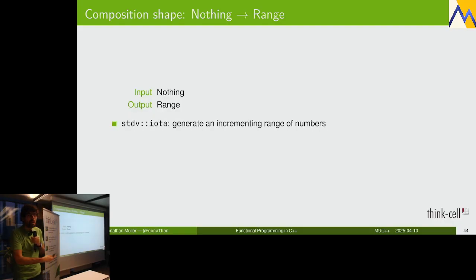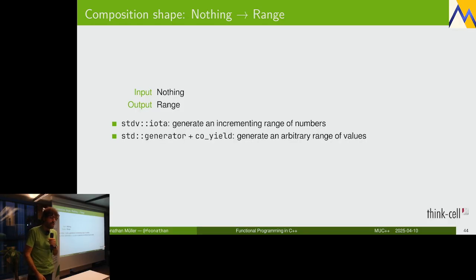Simple ones, iota and a transform, take you surprisingly far. But for more efficient or more custom ones, you can use generator and co-yield, and then you can very easily create an arbitrary range of values following some formula. Now, one aside.